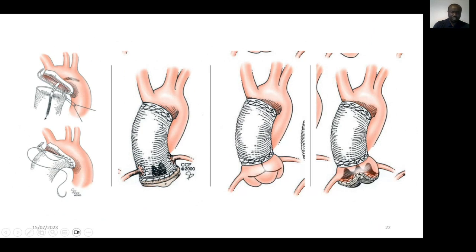If you look here, this is a surgery done. This is a Bentall procedure. I just exposed it, and there's a new valve here. You can see the valve leaflet. This is a mechanical valve leaflet. This is a mechanical Bentall procedure.